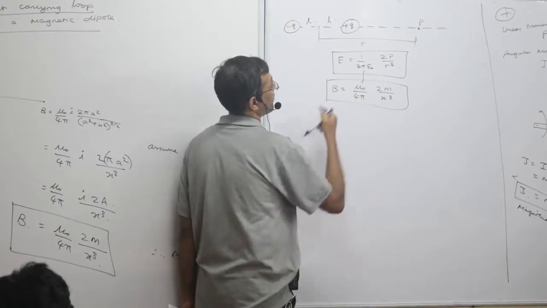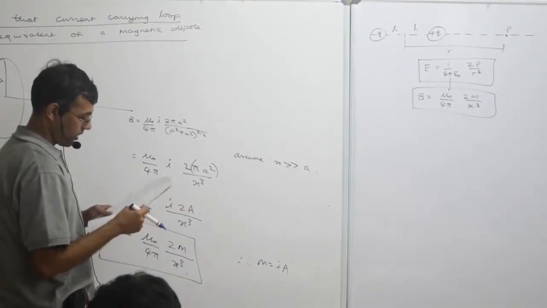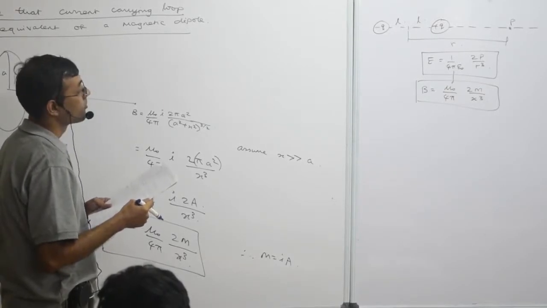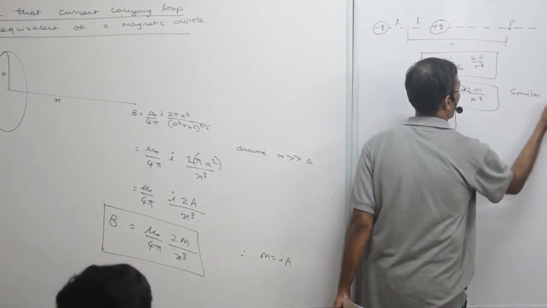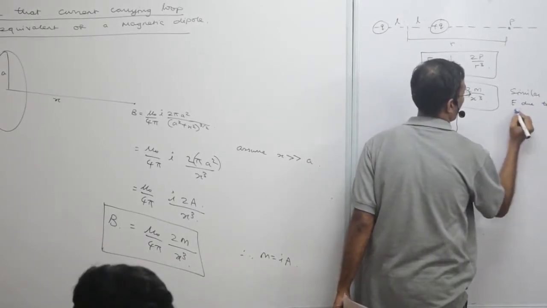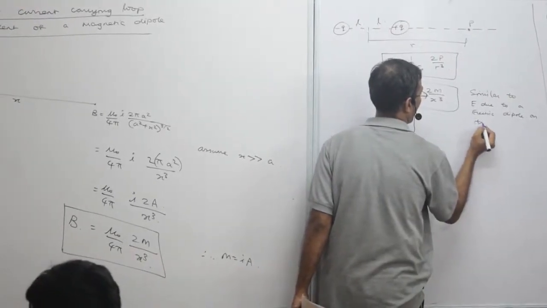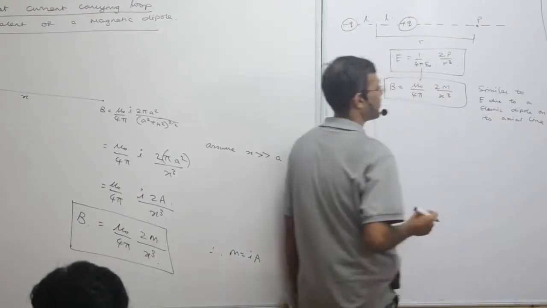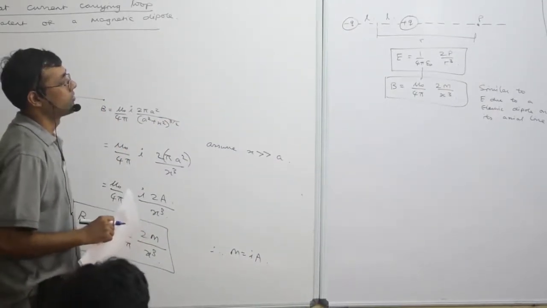So what we are going to say is, it's acting like a magnetic moment, magnetic dipole. This is a similarity here. We say it's very similar to the electric dipole, E due to electric dipole on its axial line.